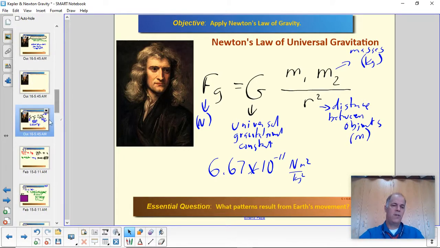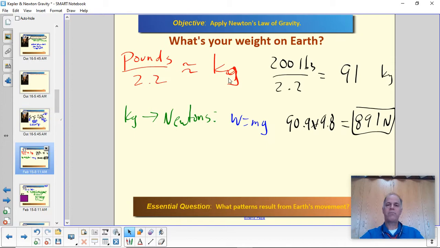Let's see. So to apply this, in class, I have you guys do an exercise where you calculate your own weight on planet Earth. Okay, and the way you do that, I would like you to do this at home. Now the way you figure this out, you need to figure out your weight in newtons first to check to see if you're getting the right answer.